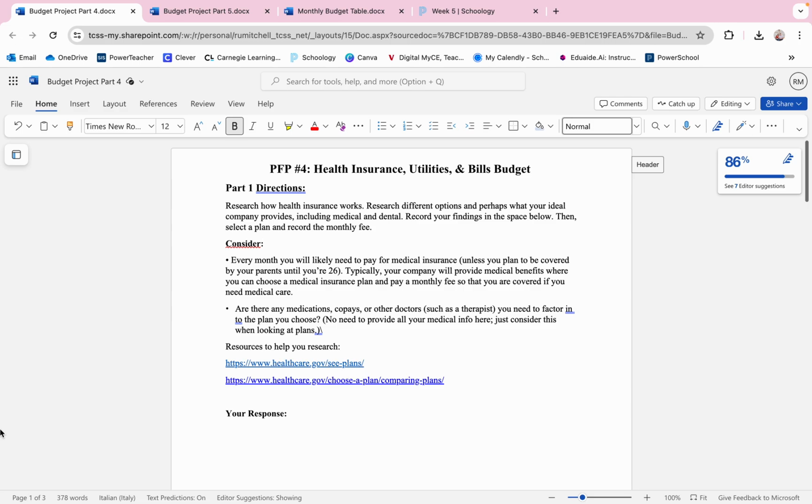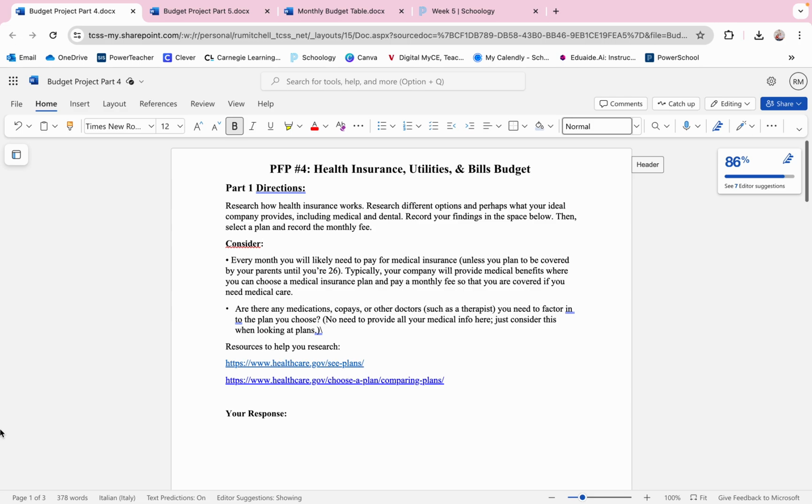Every month you will likely need to pay for medical insurance, unless your plan is to be covered by your parents until you're 26. Typically, your company will provide medical benefits where you choose a medical insurance plan and pay a monthly fee so that you're covered if you need medical care.